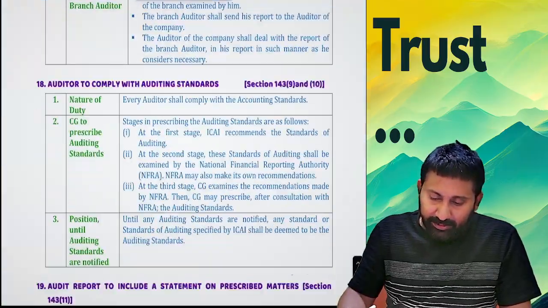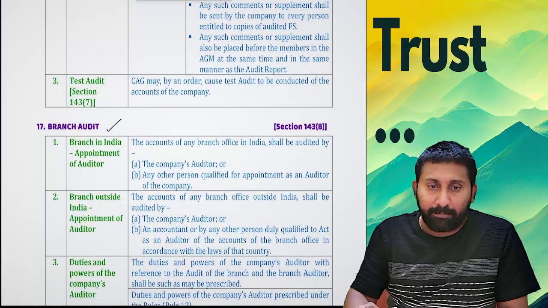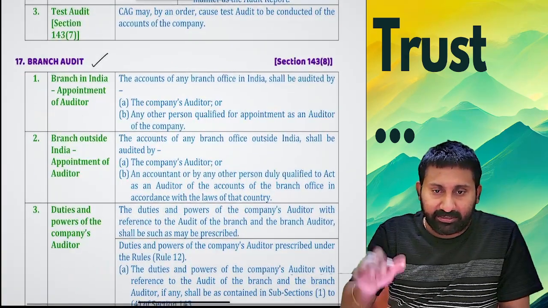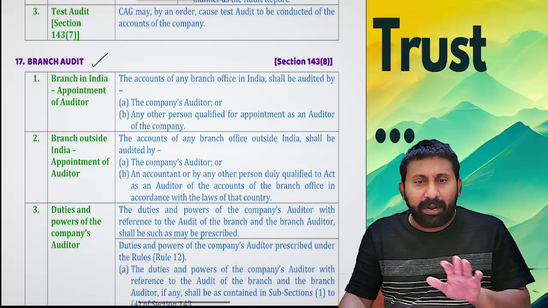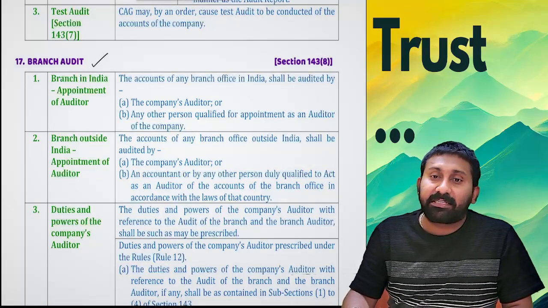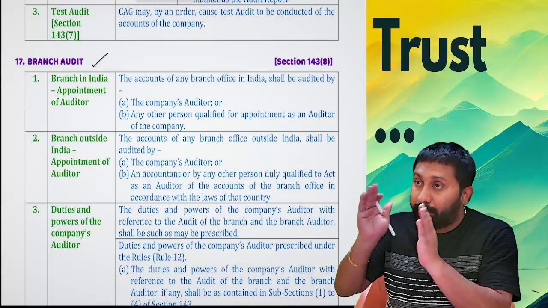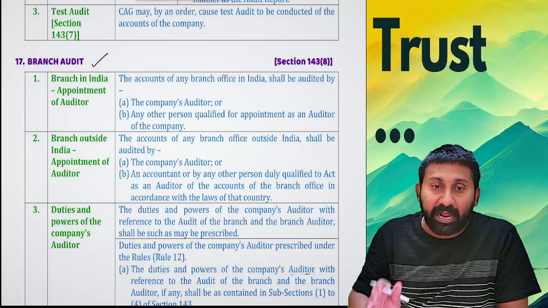Okay. Next one is branch audit. Let us see the first point. Branch audit means what? Companies can have branches. For that branch, a separate auditor will be appointed. That auditor appointed for a branch audit, we call him a branch auditor.